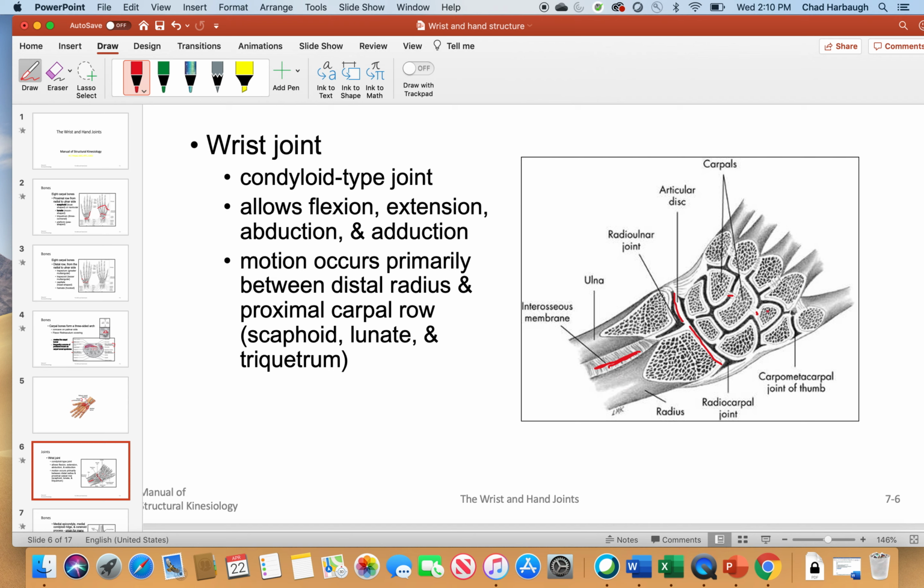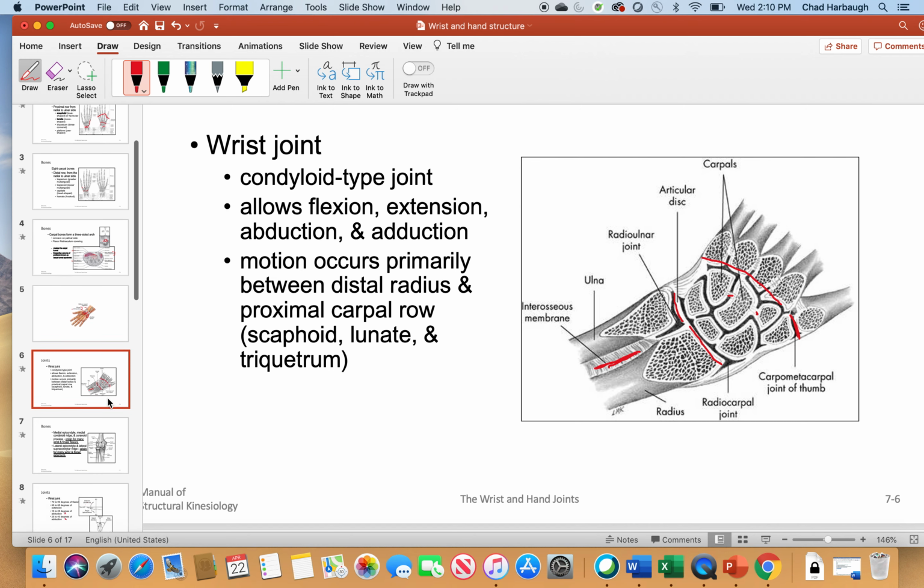And then from the carpals, we begin the transition. So this would be the carpometacarpal joint of the thumb, and this would be the carpometacarpal joints of the phalanges.